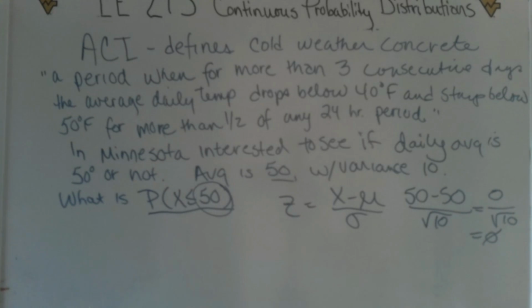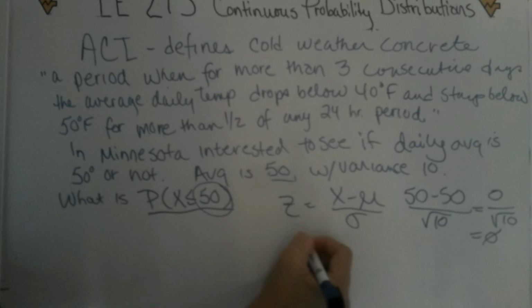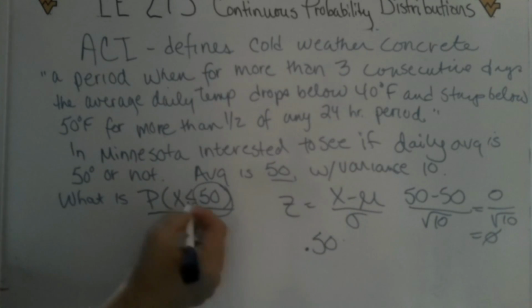So we go over to our z table, and we look at 0.00, because there's no tenths or hundredths place. And it says the probability is 0.50. So our answer here would be 0.50.